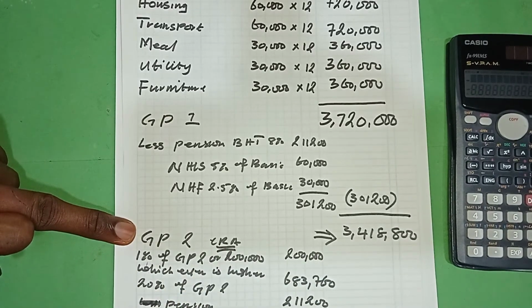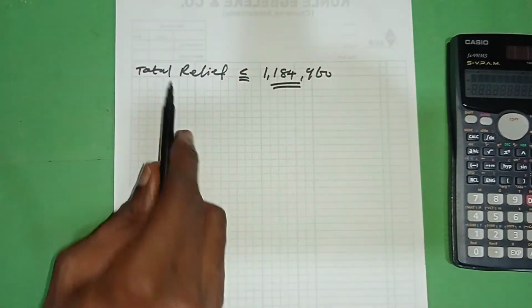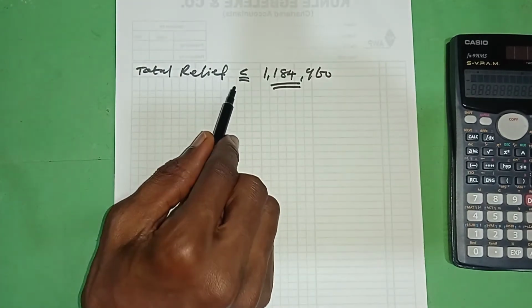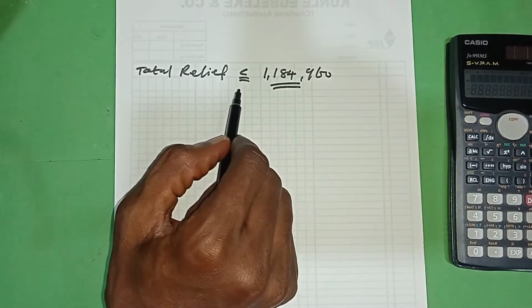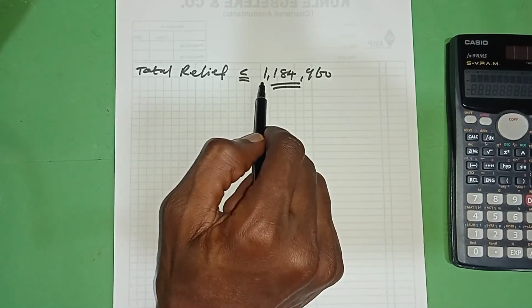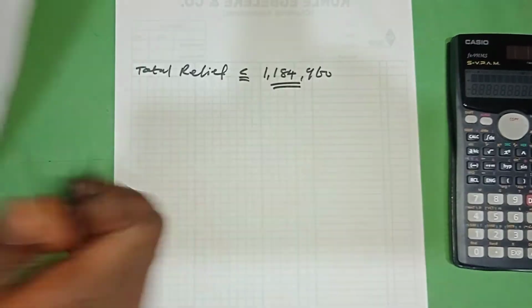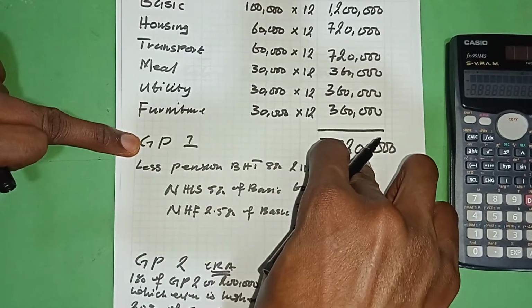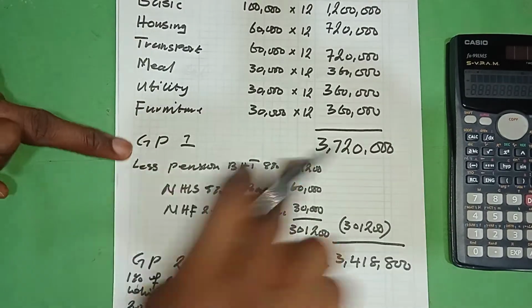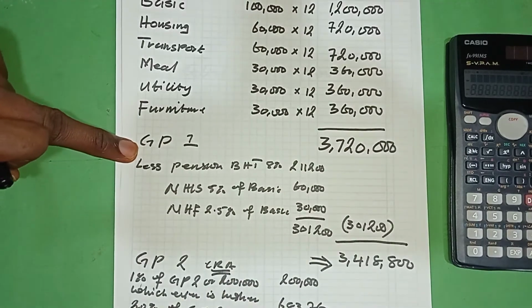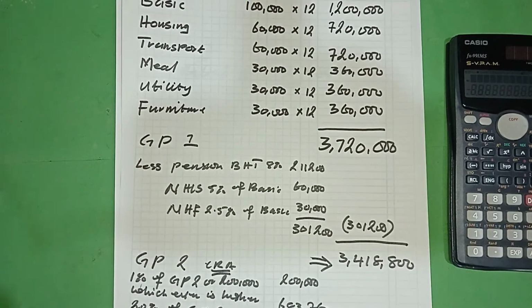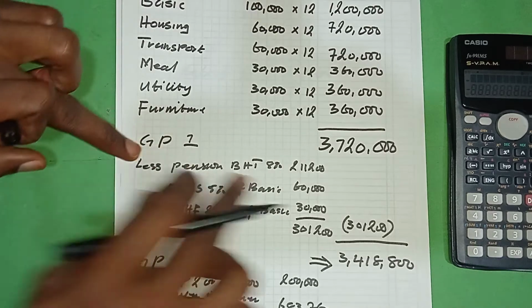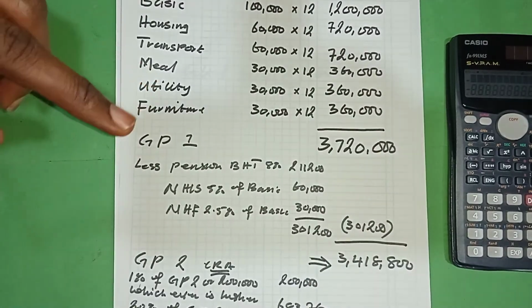These ones here are your what? Total relief for the year, which is our C, which is 1184960. Now, for us to get our chargeable income, we'll say GP1, we are coming back to GP1 minus C. Are you getting me?